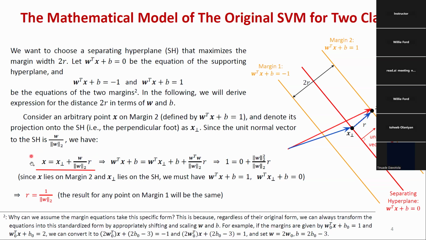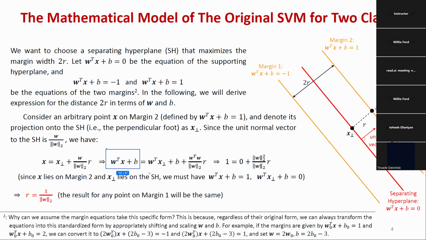And then you just multiply by W transpose plus B on each side of the equation, sorry, then you're going to get this one: W^T X plus B equal to W^T X per plus B plus W^T W over W norm times R. Okay, so now let me just clear everything. Then let's have a look at this.